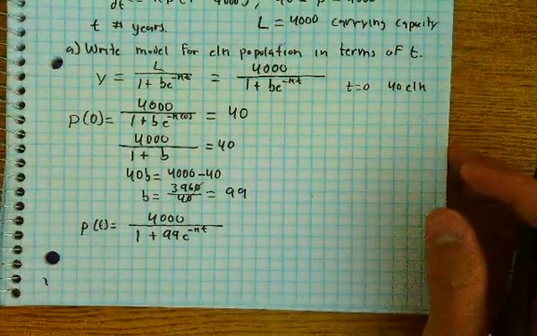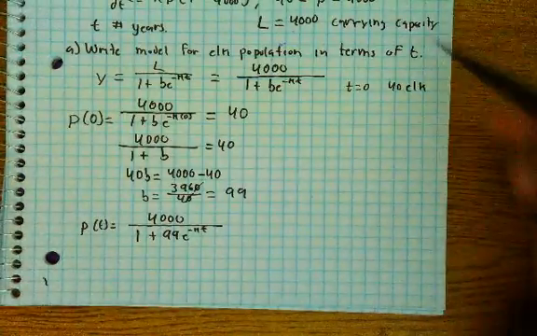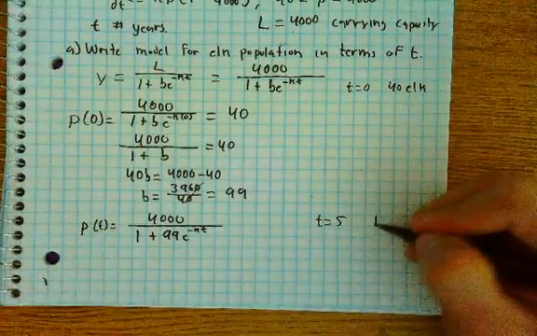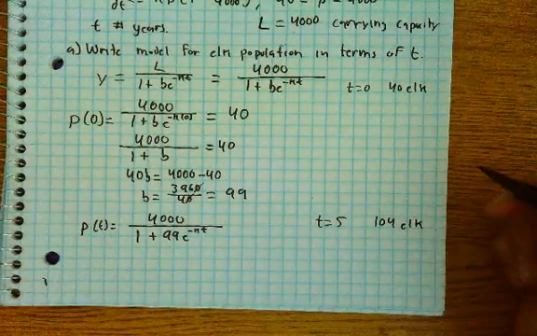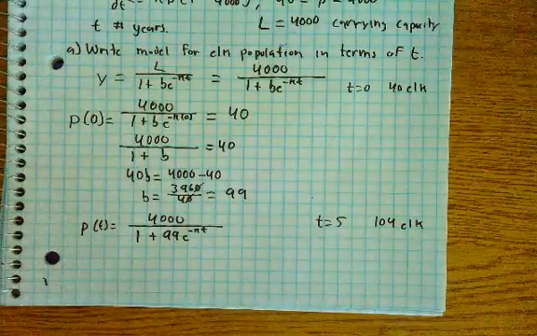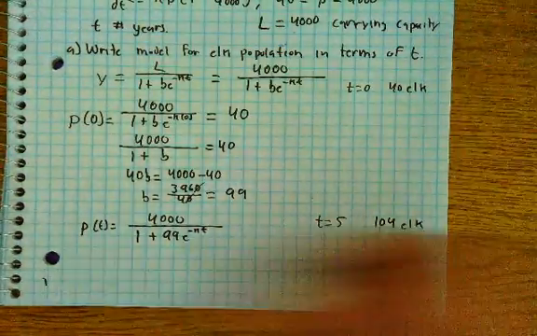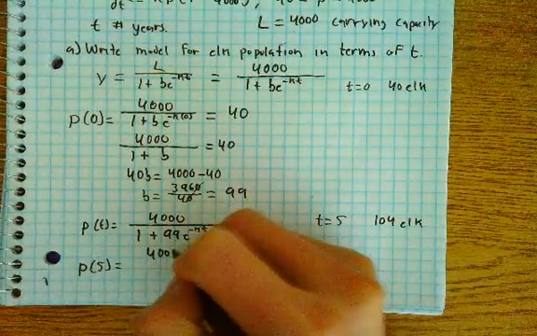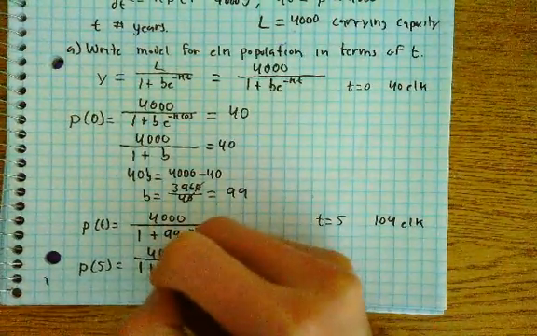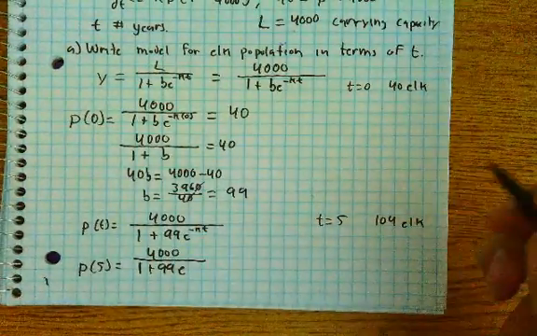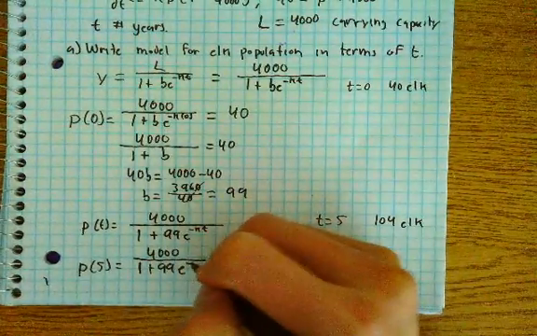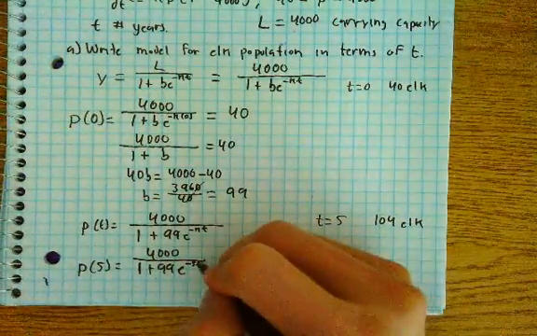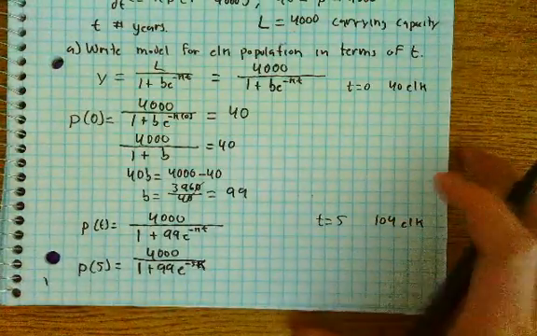Well, do I have more information? If I go back to the problem, I know that after 5 years you had 104 elk. So maybe I can plug this information into the equation and figure out what k is. So that means that P after 5 years, the population will be 4,000 over 1 plus 99 e to the negative 5k, I'm sorry, not t, because k is what we're looking for.